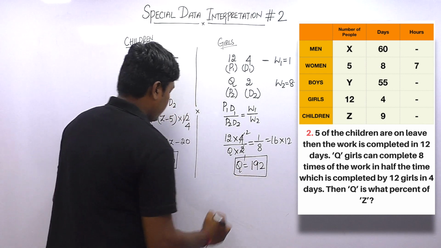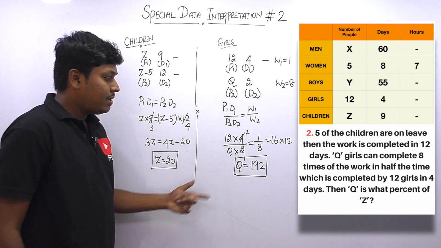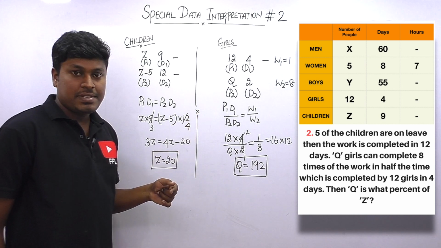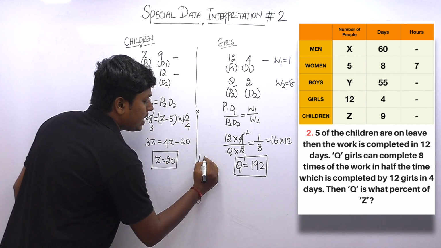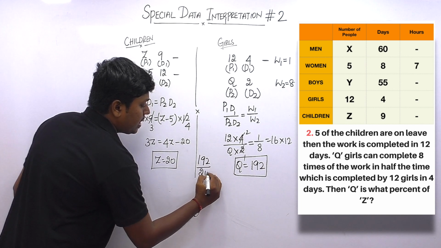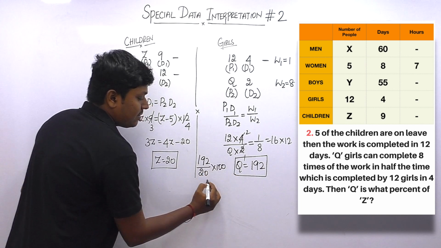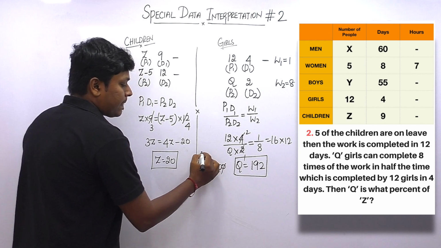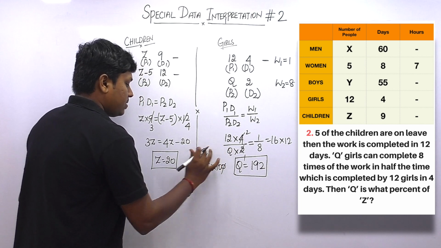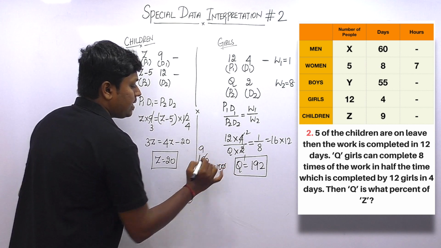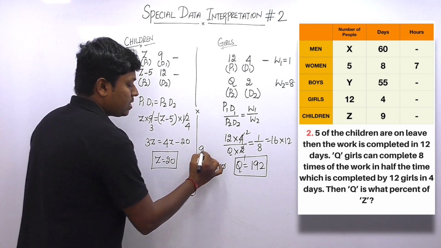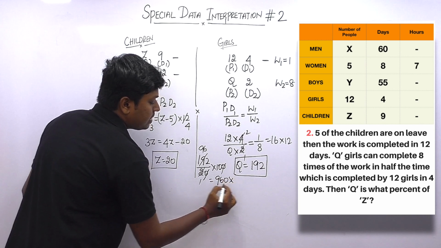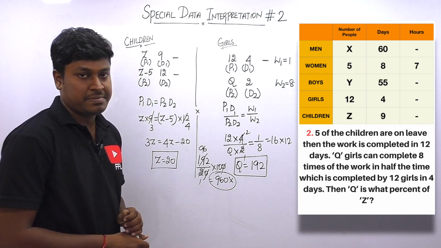So finally we found the value of Z is equal to 20, Q is equal to 192. Our target is to find Q is what percentage of Z, which means numerator should be 192, denominator should be 20, into 100. I think we can cancel 0 and 0 here. So once you cancel this, 9 2s are 18, remainder will be 1, 12, 6 2s are 12, so 96 into 10 will be 960. So finally we got an answer as 960 percent.